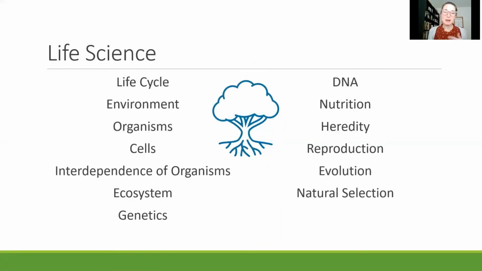The next section is about life science. And in life science, they'll talk about things like the life cycle or the environment, different organisms that exist at different levels, cells and what they're made up of and how they act, the interdependence of organisms, things like the food chain, the ecosystem and genetics and DNA. We hear about nutrition, heredity, reproduction, evolution, and natural selection.